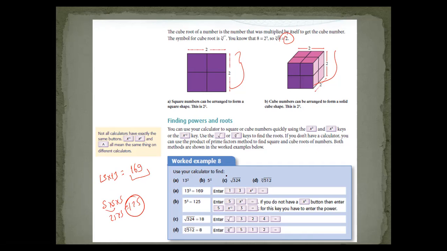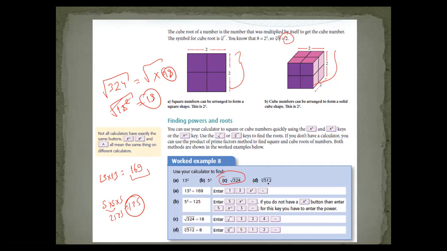So how can you find the square root of, for example, this number? First of all, let me check which number's square is 324. Or can I write x? What is x? It's 18. 18 squared is 324. So x is 18.